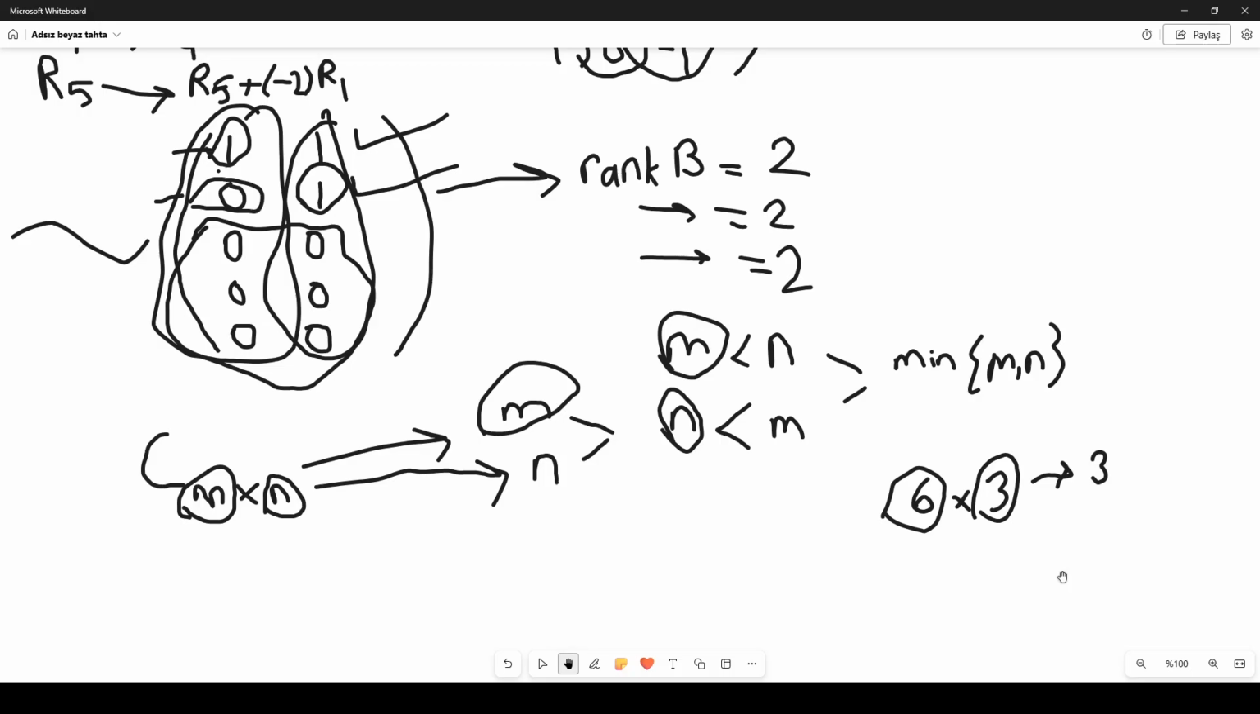Now we're done with the rank part, and we will continue in the next lecture with how we can find the basic or non-basic columns and how we can use them. There is an important property related to that concept that we will be using.